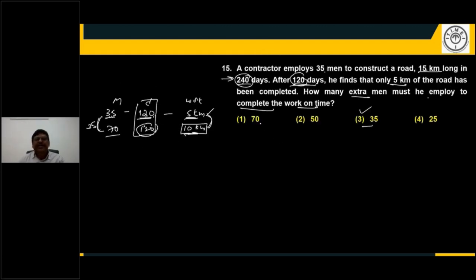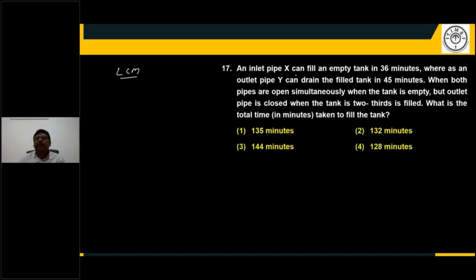Okay, so friends, let's see. A pipe, let us say 36 and 45. Take the LCM of 36 and 45. Students, the LCM of 36 and 45 will be 180. 9 4s are 36, 9 5s are 45. 9 into 4, 5 into 4, 20 into 9, 180.